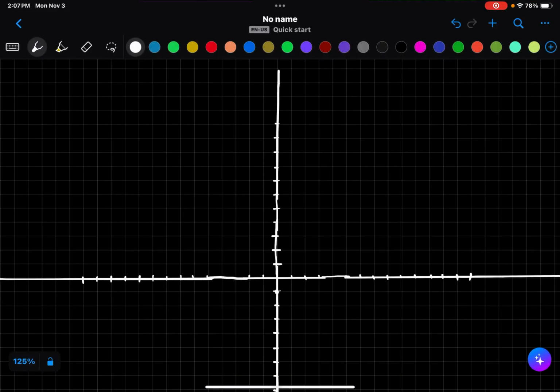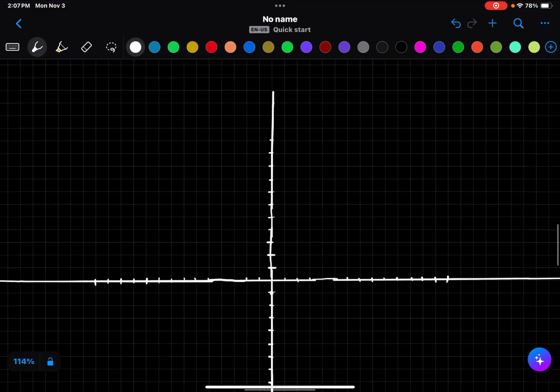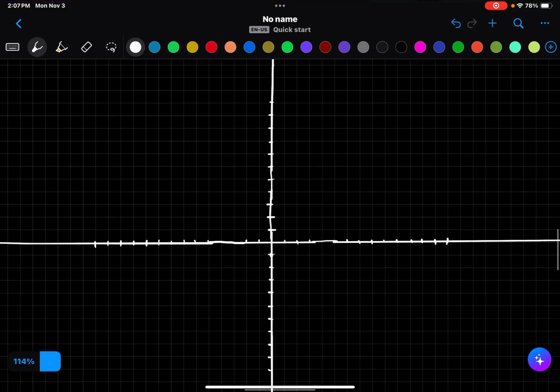Okay, so this is the slope quiz number 2. Let's start with problem number 1. For number 1, we have y equals negative 2x plus 2, and you're asked to graph this.